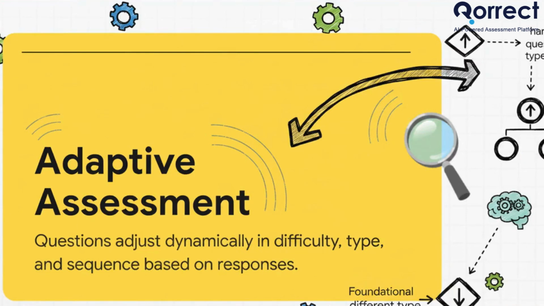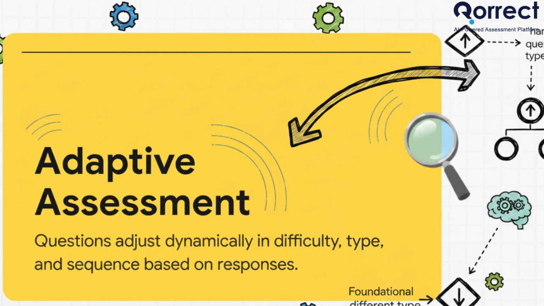So to really understand this evolution, we need to get our heads around a core definition. Adaptive assessment is basically an approach to evaluating student performance where the difficulty, the type, and the sequence of questions adjust dynamically based on the learner's responses. And the absolute keyword here is dynamically.